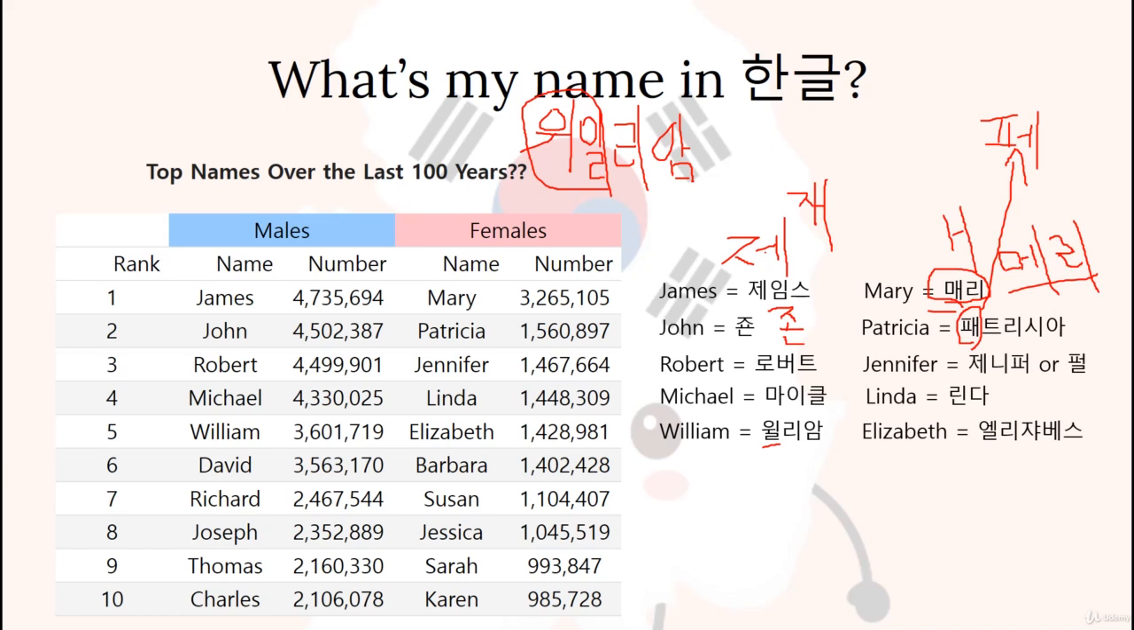Okay, I hope you get the idea. Elizabeth. The Z sound: Korean doesn't have the Z sound, so we go like the J sound. Elizabeth. It has a lot of syllables, right? Elizabeth. Okay, next one.